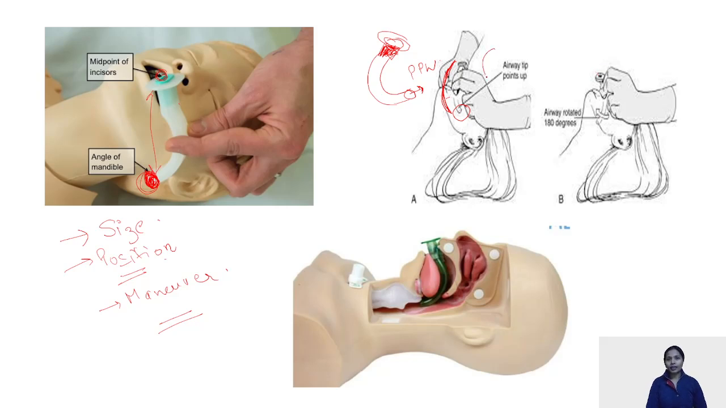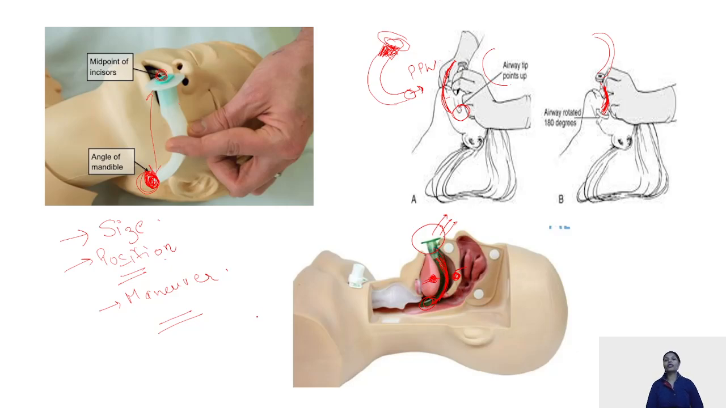We inserted it like this, and when a resistance came, we rotated it to 180 degrees such that now the body of the airway has taken the shape of your tongue. This body has taken the shape of the tongue and it has separated the tongue from the posterior pharyngeal wall. I hope you all can appreciate it. And this part is now outside the mouth and this is inside. And this has separated your two parts.